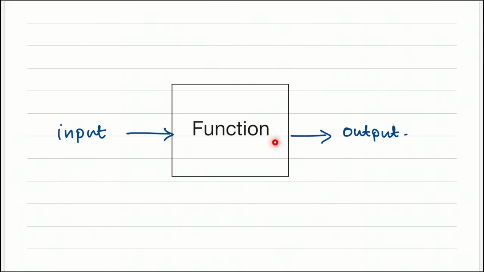So functions are a block of functionality that you can optionally pass input to, and it can optionally return an output to you. Let's see how that works in practice.